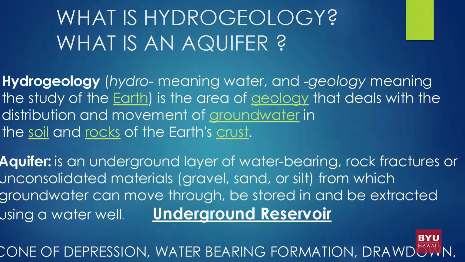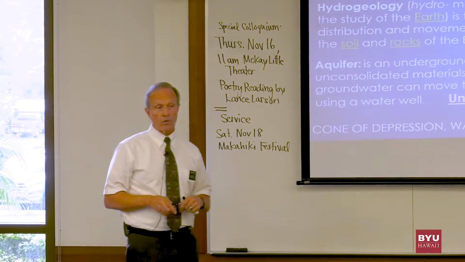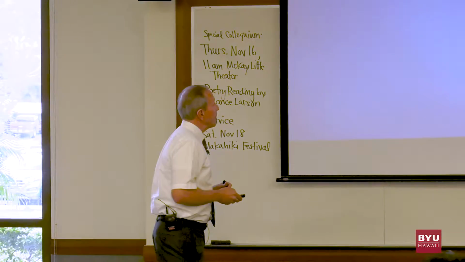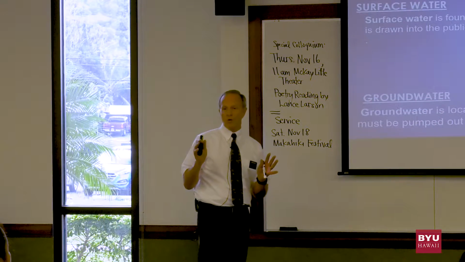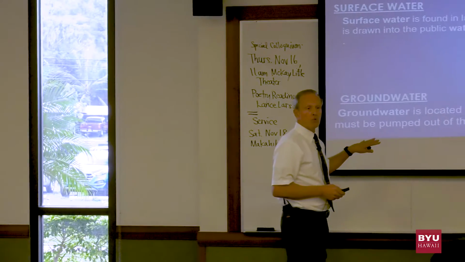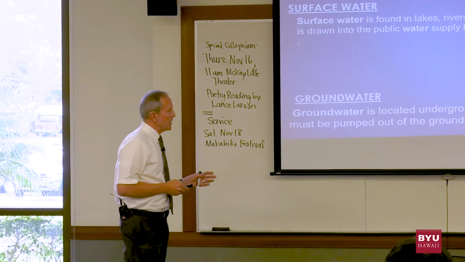Here are some terms I want you to remember: cone of depression, water-bearing formations, and drawdown. They will give you real insight when you're working with groundwater. There are two main sources of water. You have surface water, which you're all familiar with from lakes and rivers. Then as we go down into the Earth's surface, we have groundwater, which is located under the ground in large aquifers. You need to be aware of what an aquifer is. The only way we typically extract this water is by drilling wells into the aquifer and extracting it through a pump.